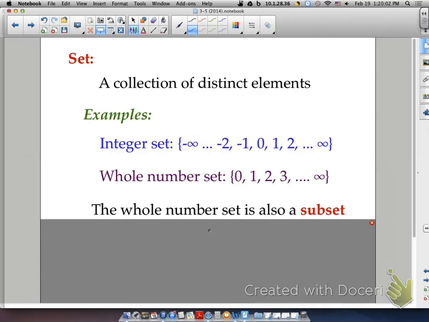We're going to talk about this a little later, but do you want to tell me what it might mean? Alex? Like a certain portion of a set. Okay, a certain portion of a set. Correct. So, in other words, you can fit the entire whole number set into the integer set. Okay.